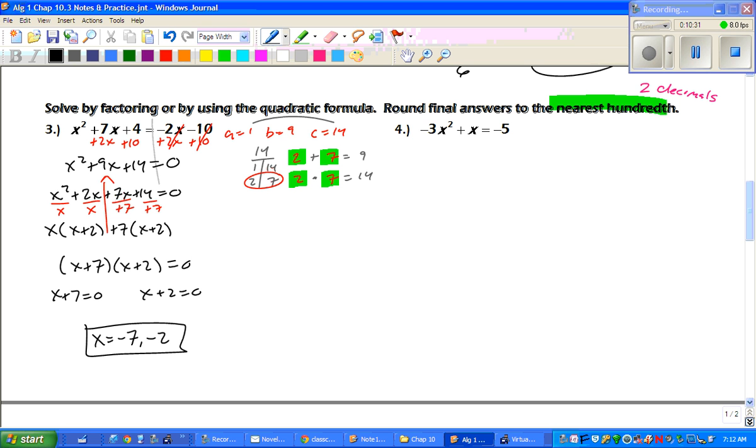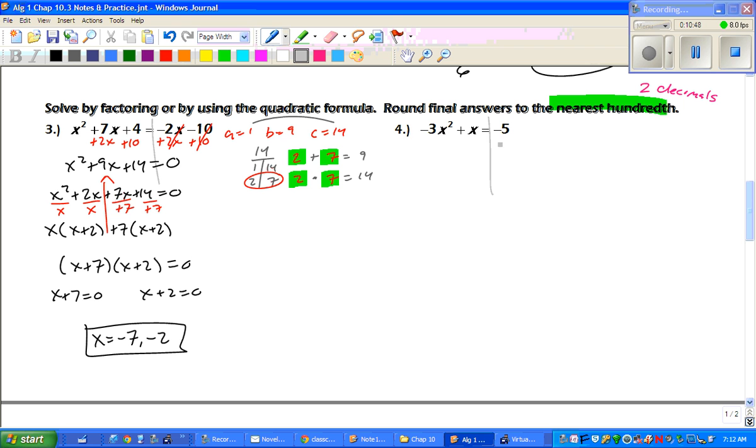Now, could you have gone and done the quadratic formula for everything? Yes, you could have. But it would have taken a lot more work. When you factor things, it goes by a lot faster. Okay? All right, let's look at number 4.